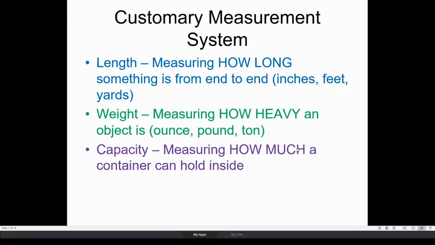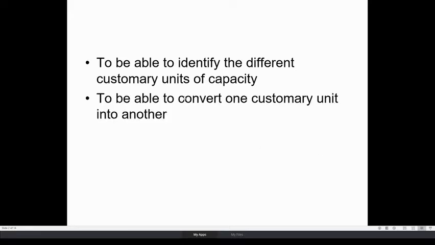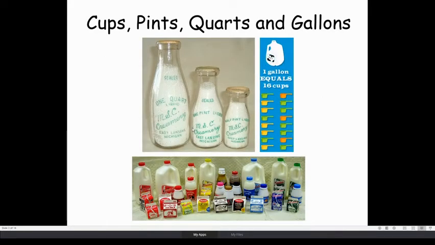Now the last one is capacity. That's measuring how much a container can hold inside, and usually it's how much liquid a container can hold, like water or milk. Alright, so today we're going to be able to identify the different customary units of capacity and be able to convert one customary unit into another. Okay, and so the units that we use to measure capacity are cups, pints, quarts, and gallons.